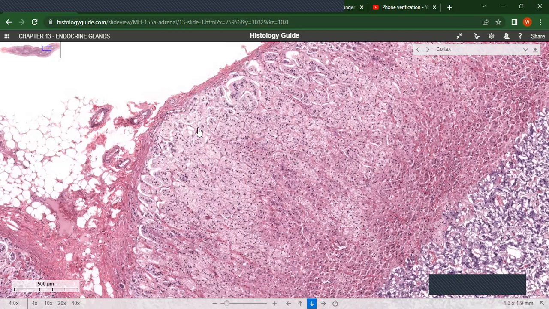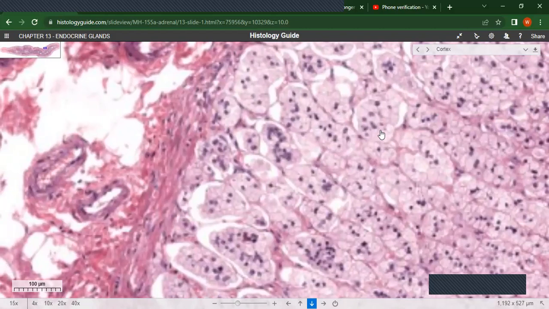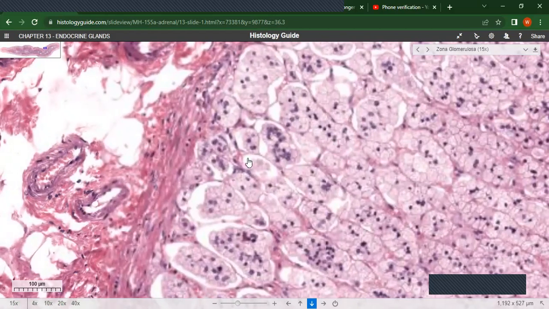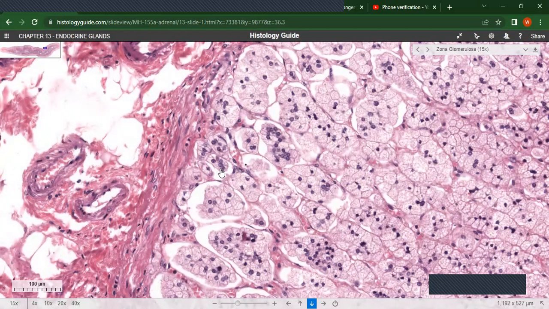So look at the zona glomerulosa. Let's have a closer view of the zona glomerulosa. So the zona glomerulosa is this up to somewhere here. It has the cells. The cells are in arching cords. Arching cords like that. They are in cords and they are arching.